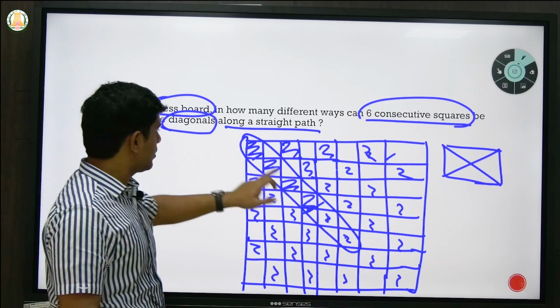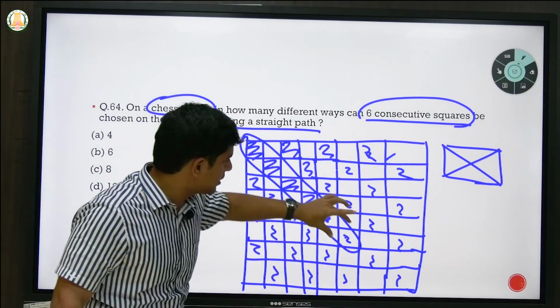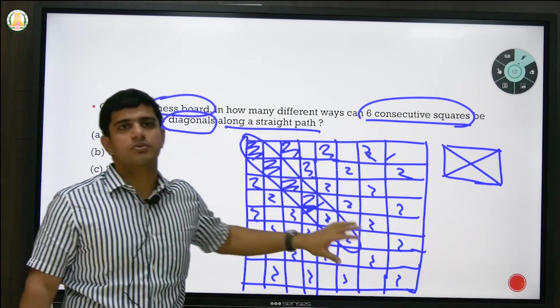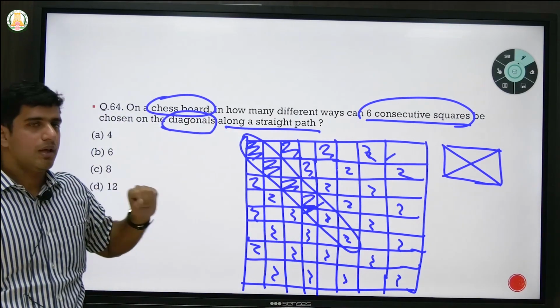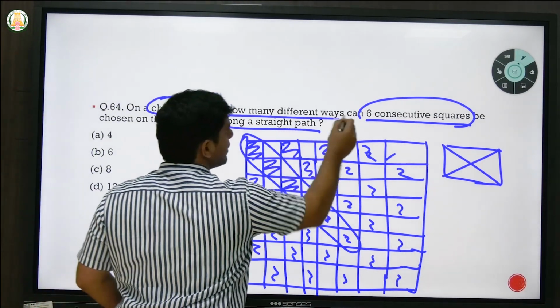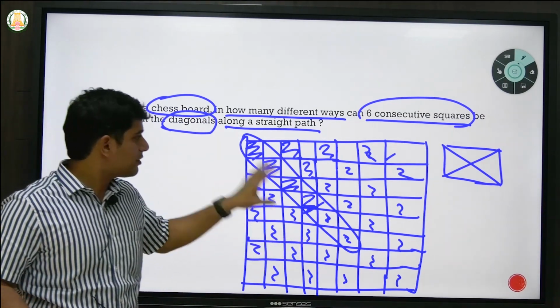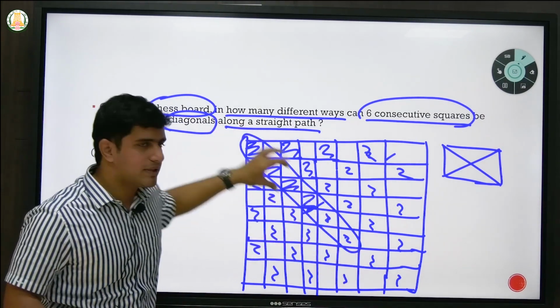Get this? This is one set of squares, 1, 2, 3, 4, 5, 6, which are 6 consecutive squares on the diagonal line. So, this is what he means by the question. But he is saying how many different ways, means as we have seen in the previous question, whenever he asks how many different ways, means there are multiple ways of choosing such a set.